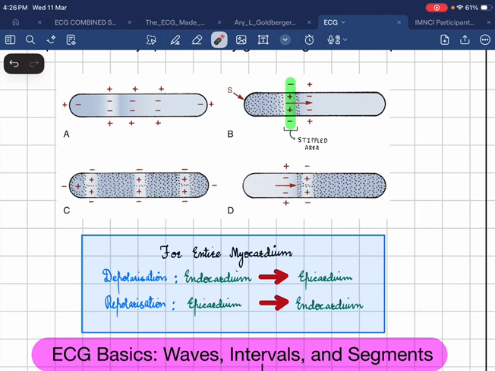And then it can return to the polarized state once again by the process of repolarization. If we see the direction of depolarization and repolarization for the entire myocardium, the direction of depolarization is endocardium to epicardium, while that of repolarization is opposite, that is from epicardium to the endocardium.